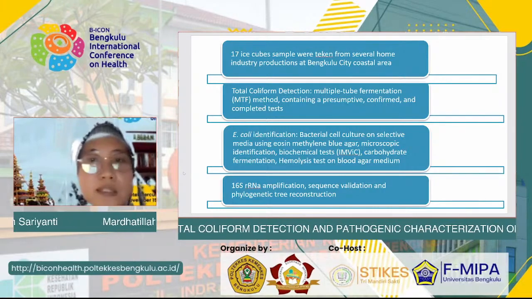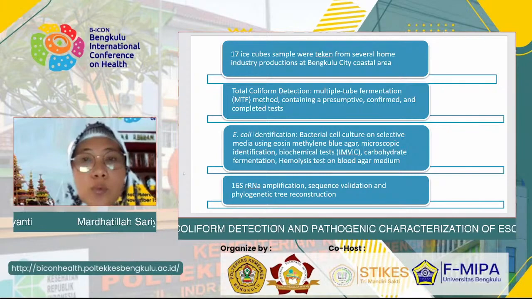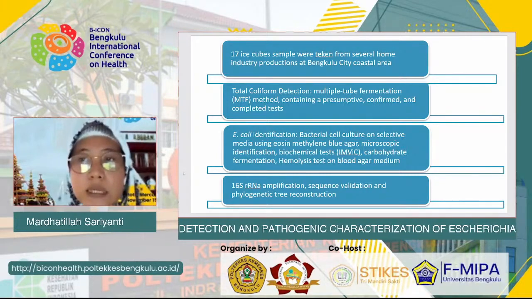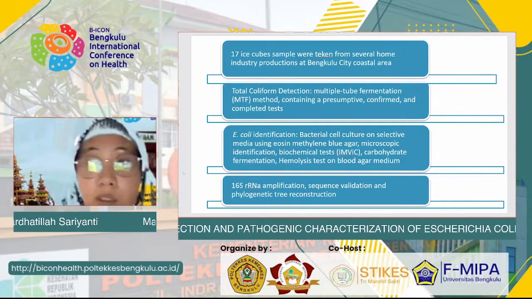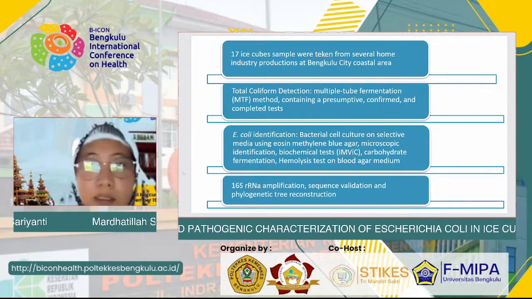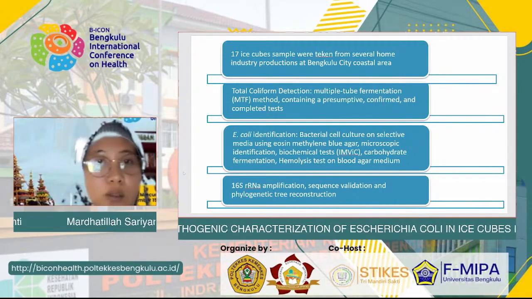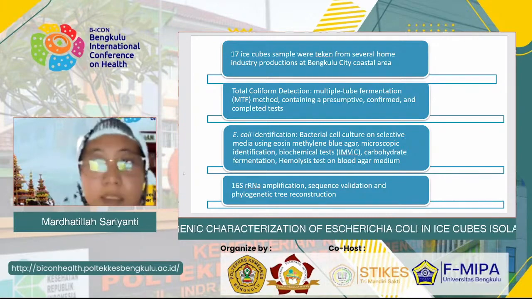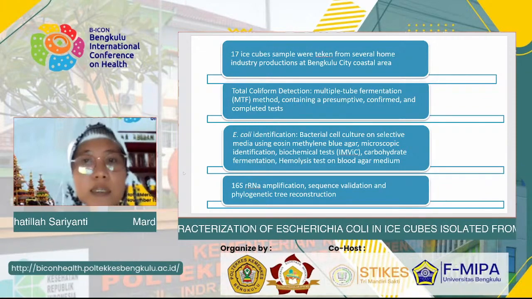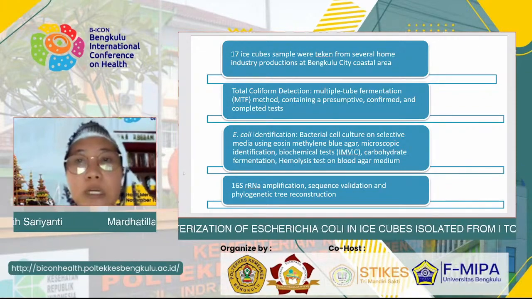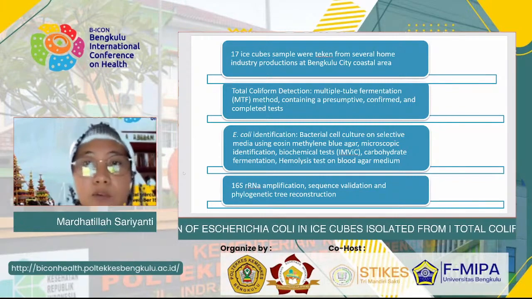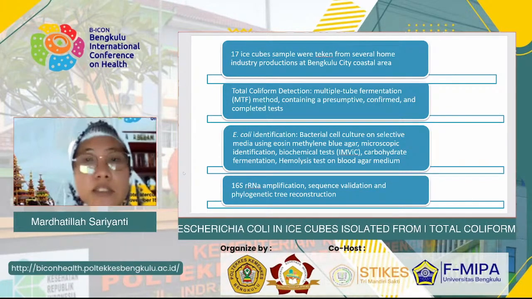Then the presence of E. coli colonies was characterized by biochemical tests based on the American Society for Microbiology protocol, including indole, methyl red, Voges-Proskauer, and citrate, abbreviated as IMViC, before the carbohydrate fermentation analysis. We also conducted the hemolysis test on a blood agar medium for the microbiological examination.